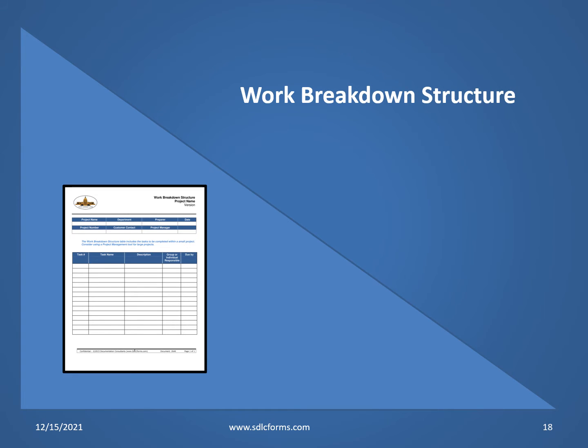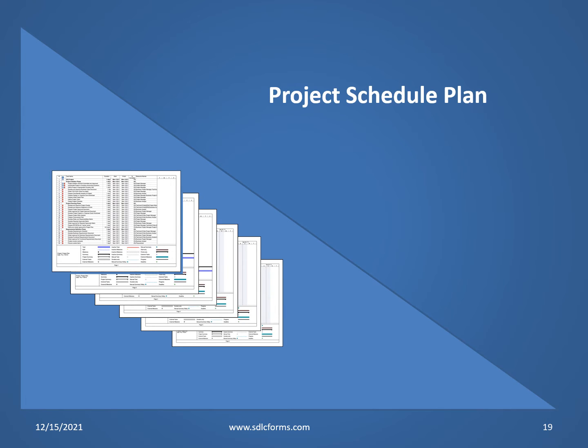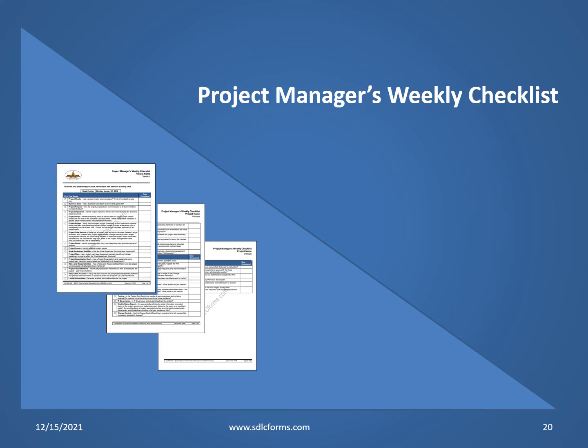The WBS provides a work breakdown structure table that includes a task to be completed within a small project in lieu of the more formal project plan. This MS project schedule plan establishes both project execution and project control.